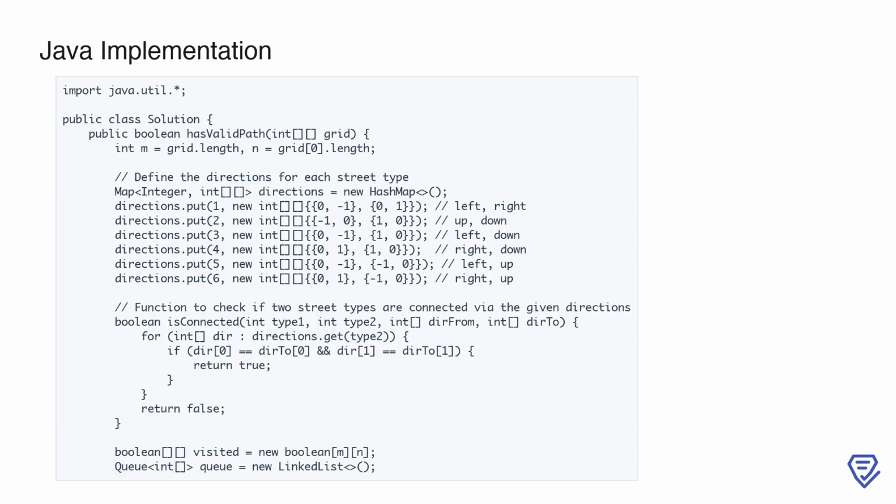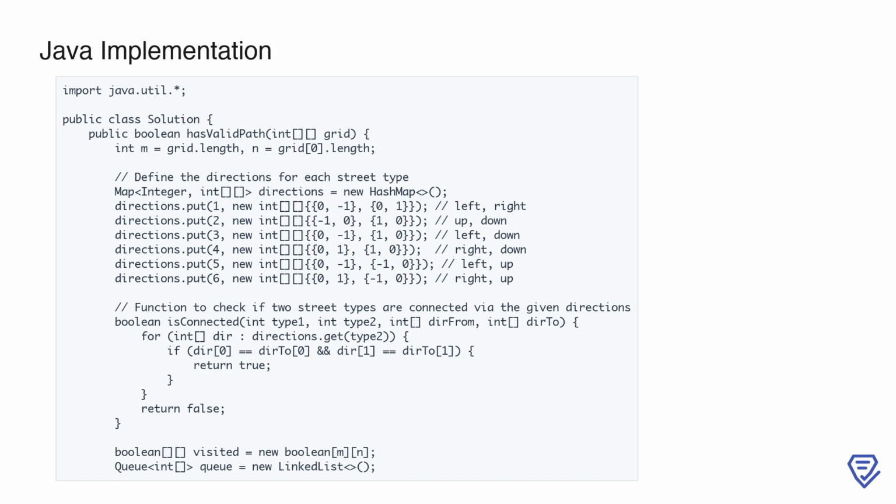Here, we start by importing the necessary packages and defining our solution class. The main method, hasValidPath, takes a 2D grid as input, where each cell contains a street type. First, we determine the dimensions of the grid using M and N. Then, we define a map called directions to represent the possible movements for each street type. For example, street type 1 allows movement left and right, while street type 2 allows movement up and down. Each street type is mapped to an array of direction vectors that define valid movements.